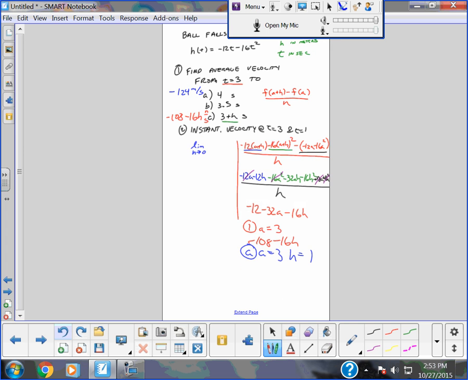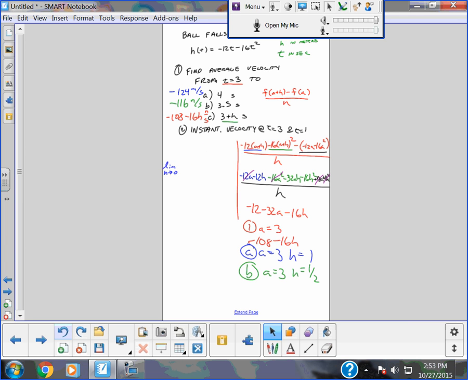And then for letter B, I'm doing green. A is still 3 on the derivative equation, but now H is 1/2. So I get negative 116 meters per second. Because half of 16 is 8. 8 plus 108, 116, both negative. All right. Now I say find the velocity.